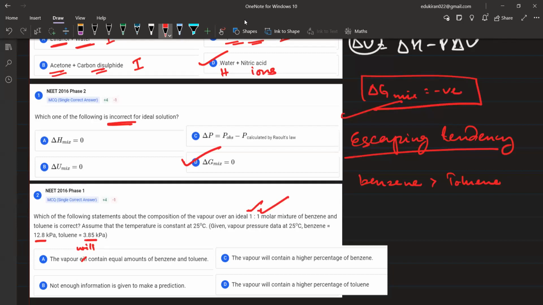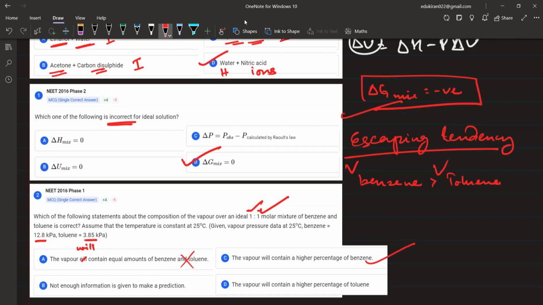Okay, so we can compare only by using the escaping tendency, that is the vapor pressure of pure benzene and toluene. That means the vapor pressure of benzene will be greater than that of toluene. Now let us look at the options. The vapor will contain equal amounts of benzene and toluene. No, benzene का ज़्यादा होगा. The vapor will contain higher percentage of benzene. Yeah, this is correct.